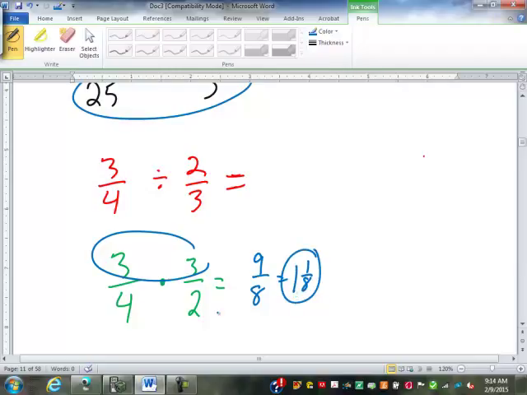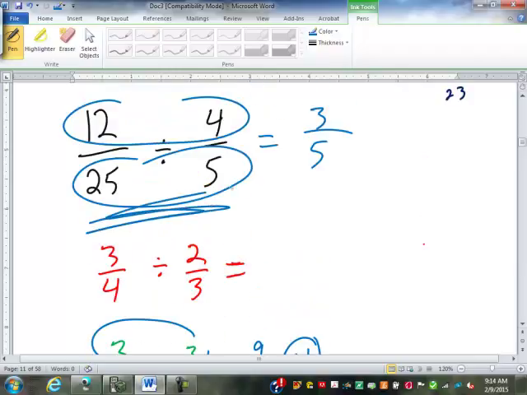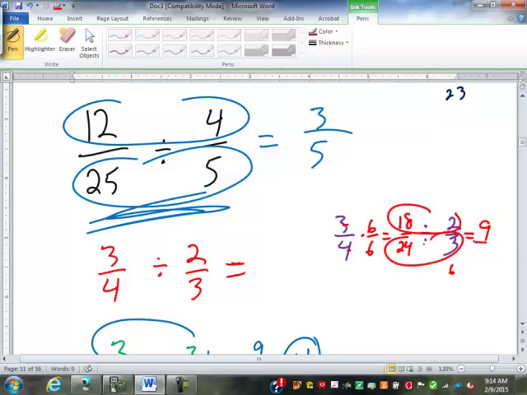This process, believe it or not, comes from what we just did up here. Once upon a time, the way this would have been done, 3/4 divided by 2/3: they would have taken the 2/3 and said, okay, 3 times 2 is 6. I'm going to rename the 3/4 by multiplying by 6. 3 times 6 is 18. 4 times 6 is 24. 18 divided by 2 is 9. 24 divided by 3 is 8. 9/8 or 1 1/8. So you can divide straight across. You just have to rename the first fraction to make it work.